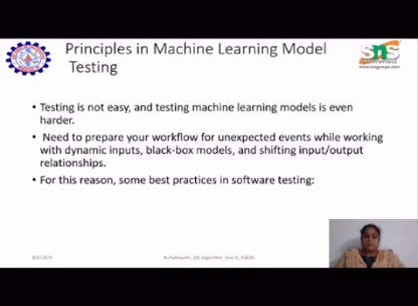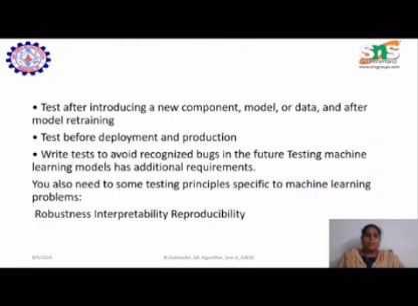For these drawbacks, some best practices from software engineering can be suggested. Test after introducing a new component. Every time a new component is introduced, test it, whether model or data, and after the model, retrain it. Test before deployment and production. Write tests to avoid bugs in future testing of the machine learning model, so you can record them and keep them for future reference. You also need to apply some testing principles to the machine learning problem: robustness, interpretability, reproducibility.